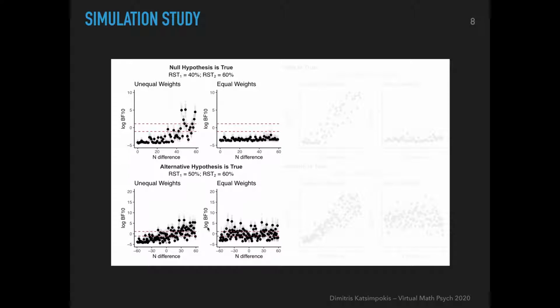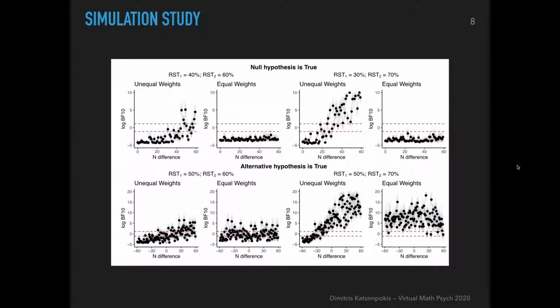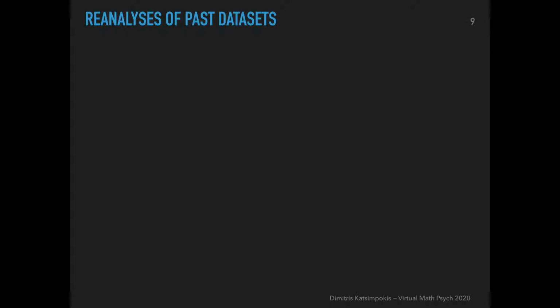Interestingly, this bias of the unequal weights RST is exacerbated when the effect size is larger, here, for example, in this scenario, or when the proportion of the target responses is away from 50% in this scenario, where, as you see, the bias is more exacerbated. This has to do with reasons related to the statistical properties of the binomial distribution. So we showed that indeed in the simulation, the two models can make different inferences depending on the sample size differences across the two choice sets.